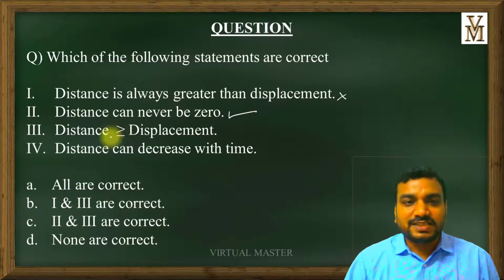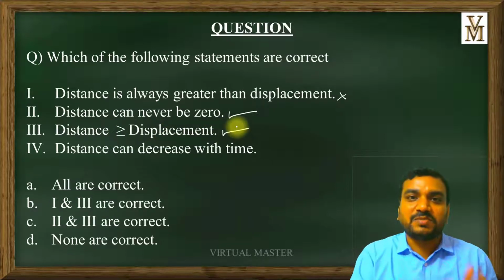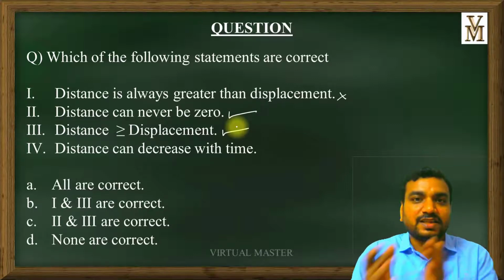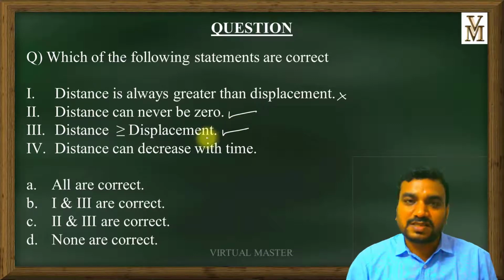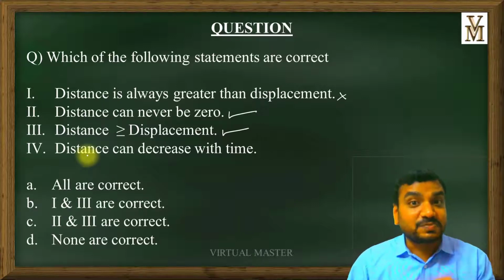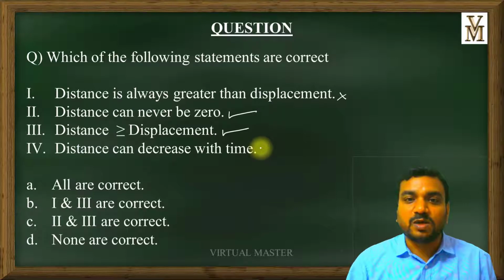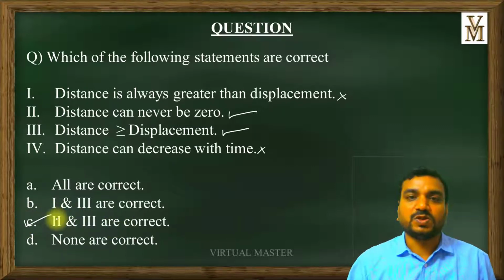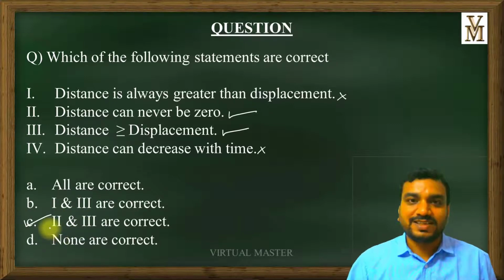The third statement is distance is greater than or equal to displacement. Yes, it is also correct. Distance can be equal to displacement or it can be greater than the displacement. So the third statement is correct. And the fourth statement is distance can decrease with time. No, distance cannot decrease with time, whereas displacement can decrease with time. So option 4 is also not correct. Among these four statements, only the second and third statements are correct. So option C, that is second and third, is correct. The correct answer for this question is option C.